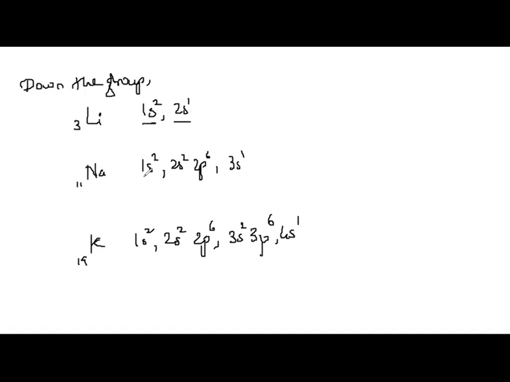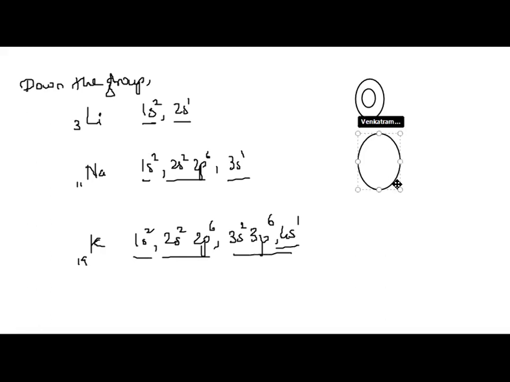In case of lithium, there are 2 shells. In case of sodium, there are 3 shells. In case of potassium, there are 4 shells. So, as you move down the group, there are 2 shells in case of lithium. Then sodium. There are 3 shells in case of sodium. Potassium.